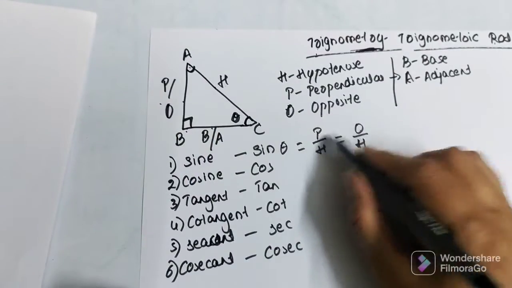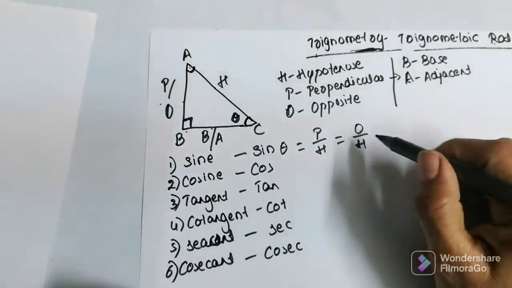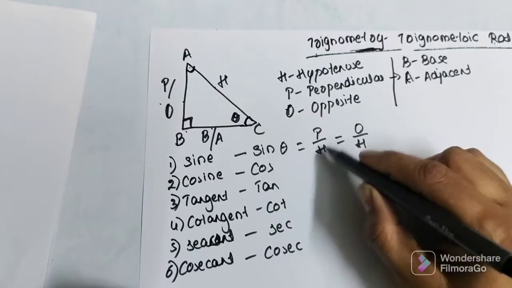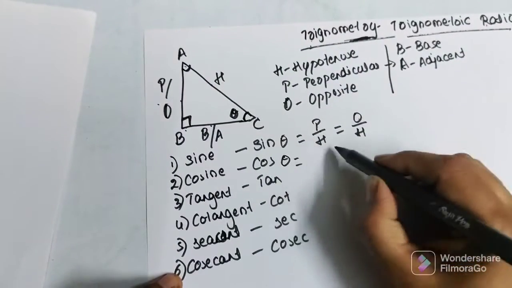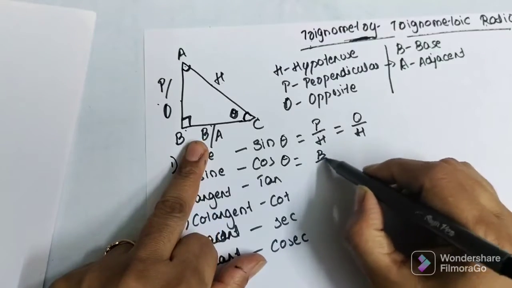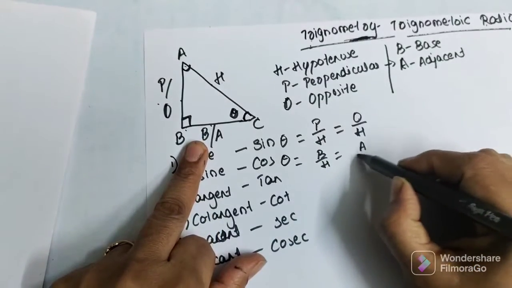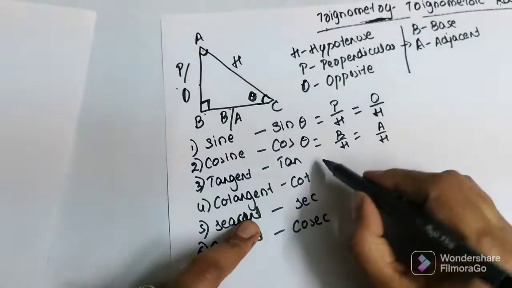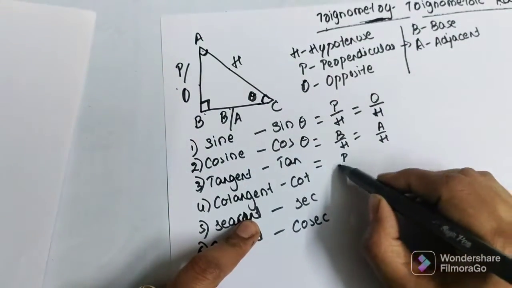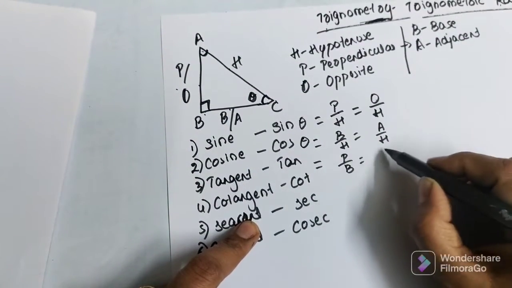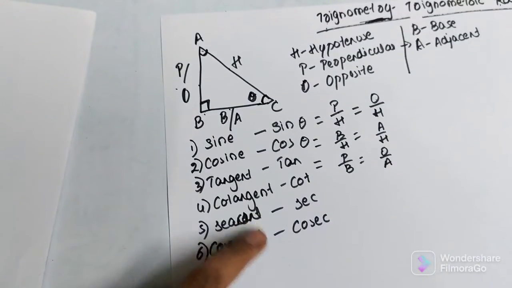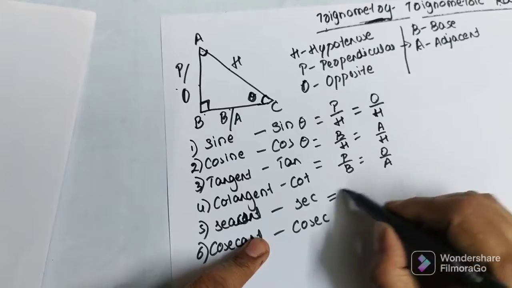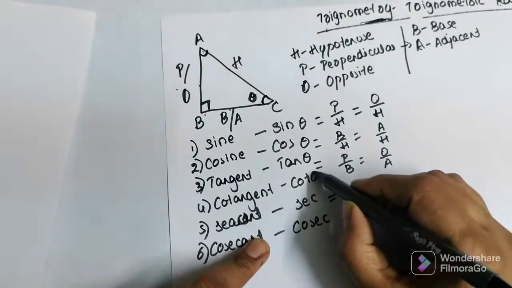Because perpendicular and opposite, some of the textbooks use this method as opposite, and some textbooks refer to it as perpendicular. Similarly, cos theta is nothing but base upon hypotenuse or adjacent upon hypotenuse. Okay, so now the tan function is nothing but perpendicular upon base, or we can use it as opposite upon adjacent. Okay, so now secant theta is nothing but, so let me write this theta here.